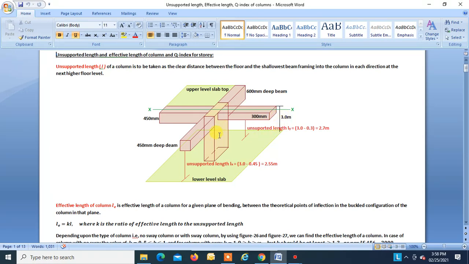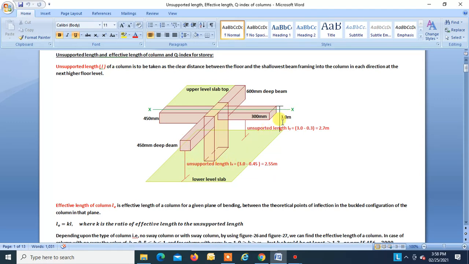This is our column. These are the beams framing onto the column. This is the x axis, this is the y axis. So for the unsupported length Lx, we have to take the shallowest beam, as explained in the definition above. The depth of this beam is 600 mm and the depth of this beam is 400 mm. So out of these two we have to take the least depth for finding the unsupported length.